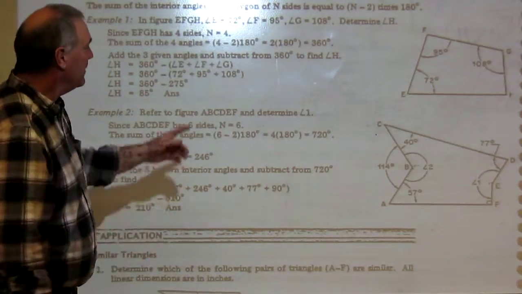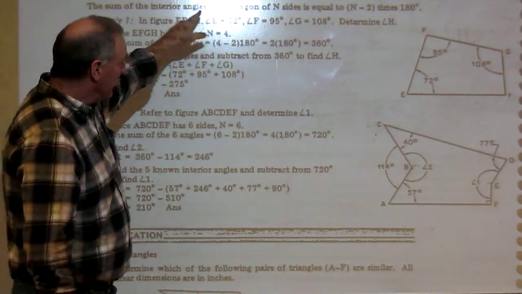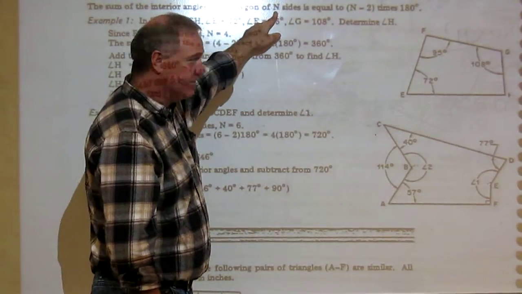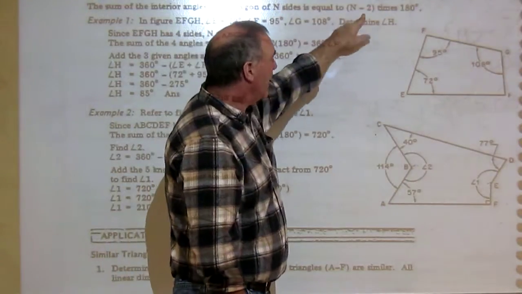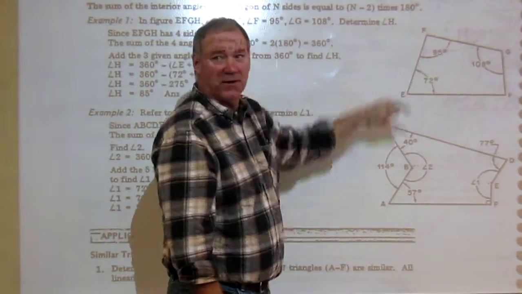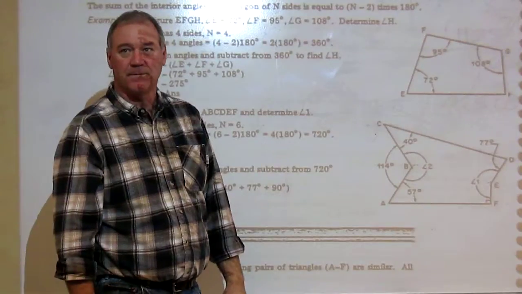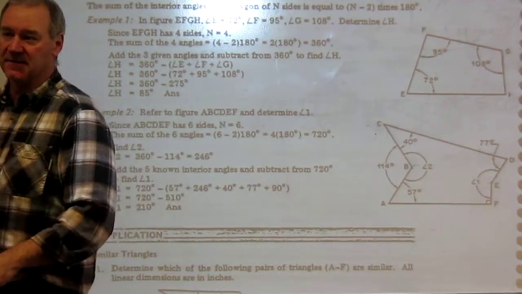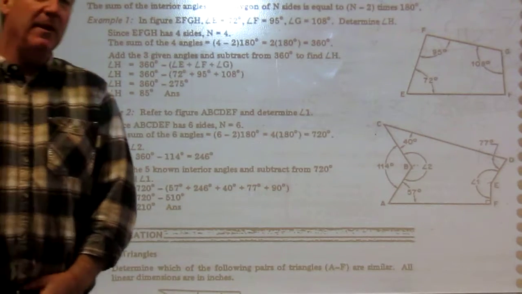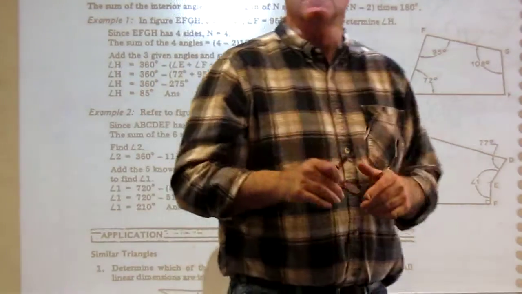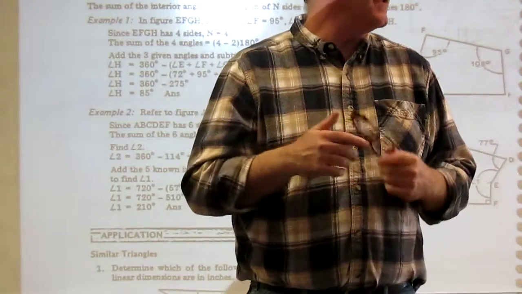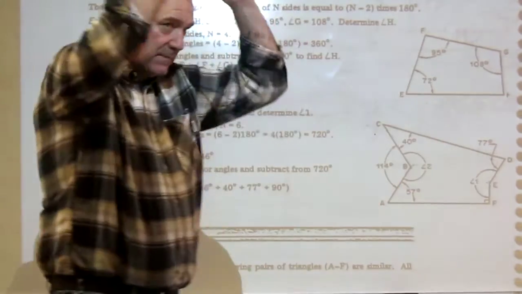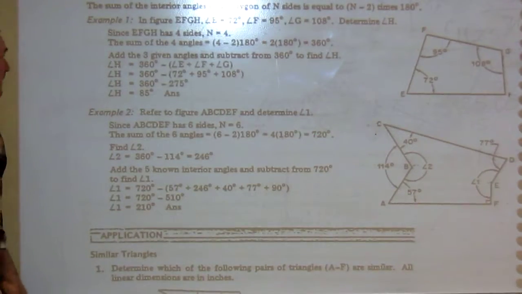In essence, how do you use it? The sum of the interior angles of a polygon is equal to n, the number of sides, minus 2, and you multiply that by 180 degrees. So since we're dealing with triangles in this class, and triangles have all linear sides, what is the sum of any triangle's interior angles? Now, how do you get that? Plug it into the formula.